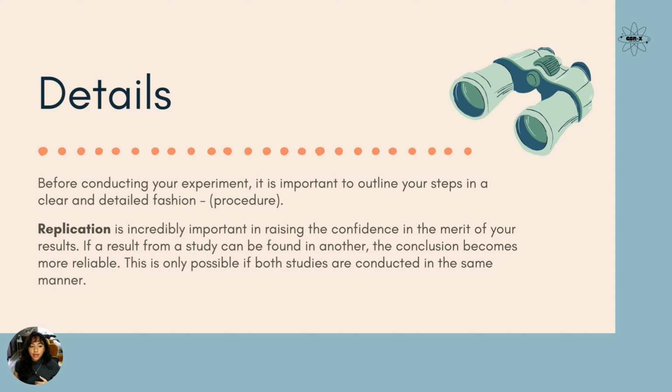This is because when others want to repeat your experiment, they'll be able to. If a result from a study can be found in another, the conclusion becomes more reliable. However, they can only properly repeat your experiment if you give lots of detailed steps on how to conduct the same experiment.